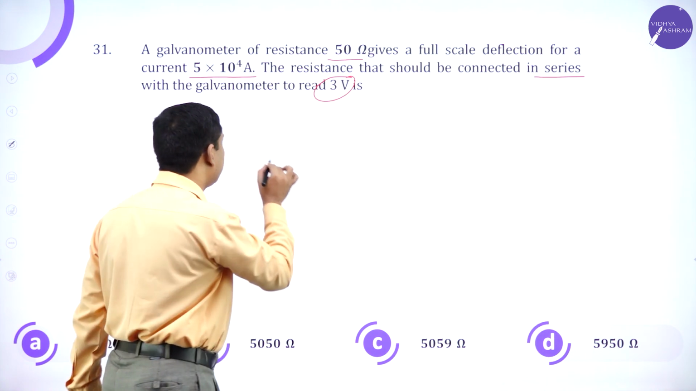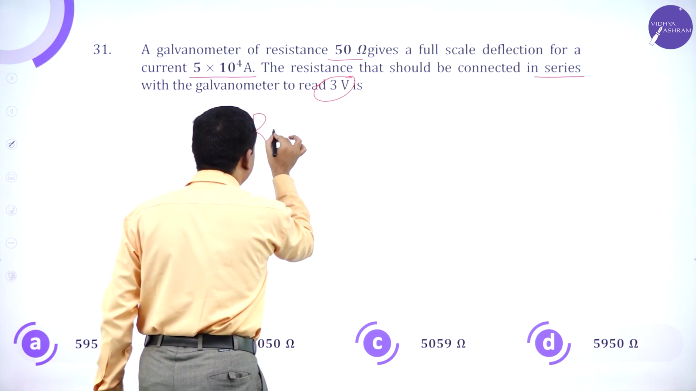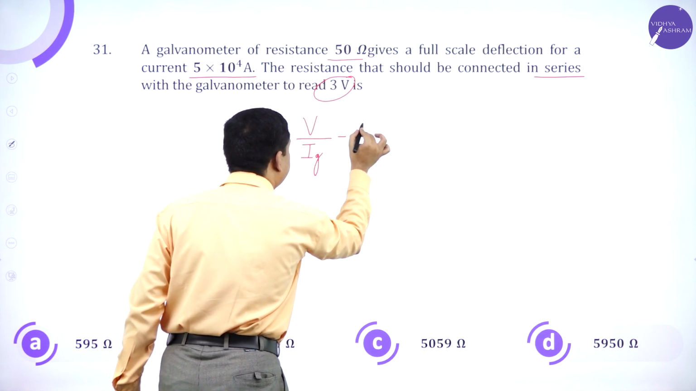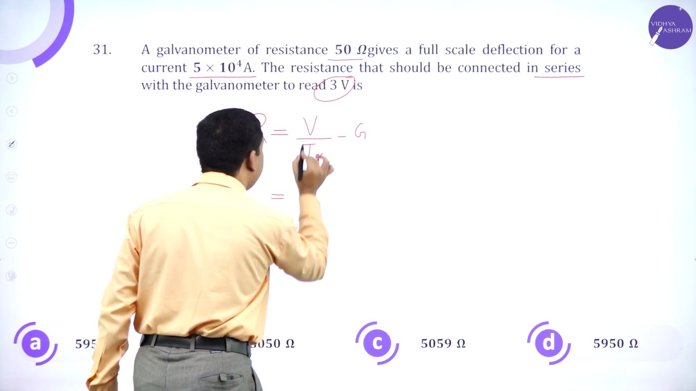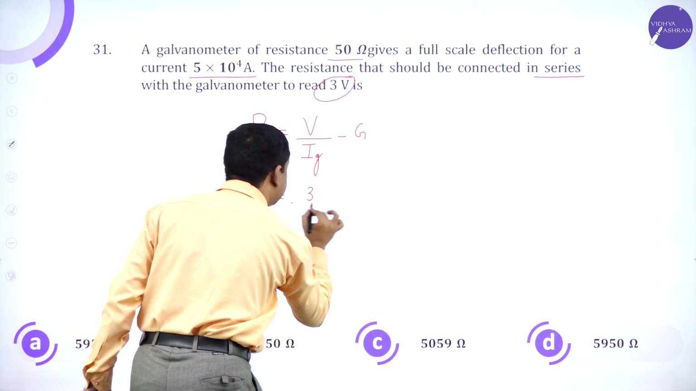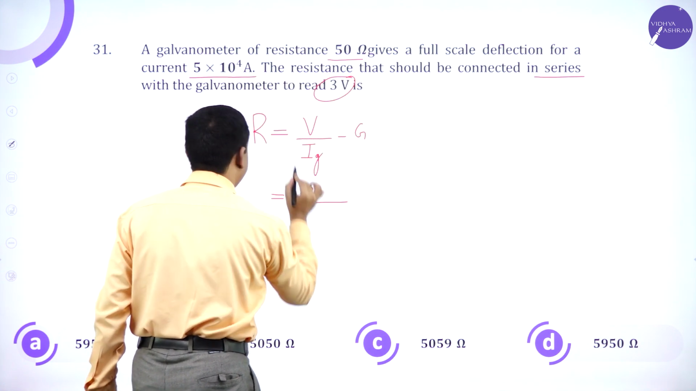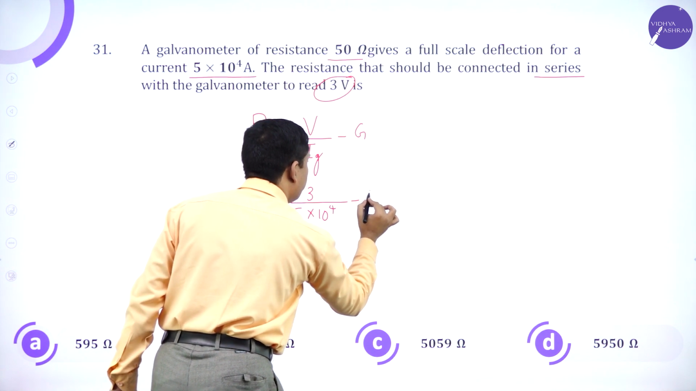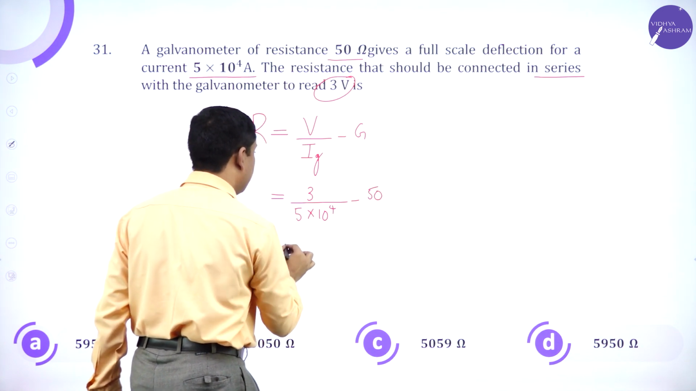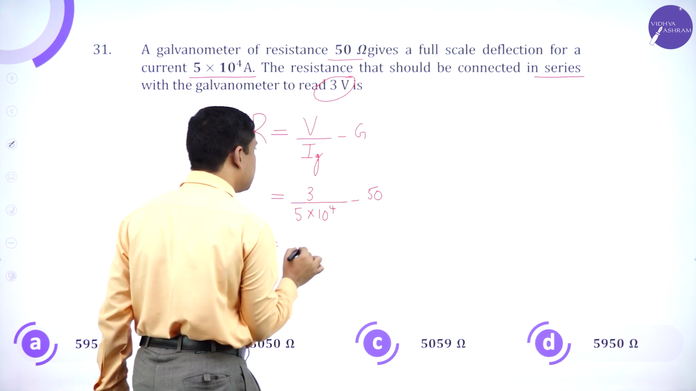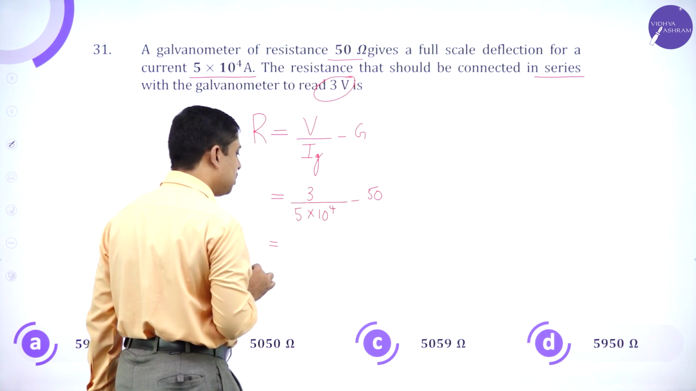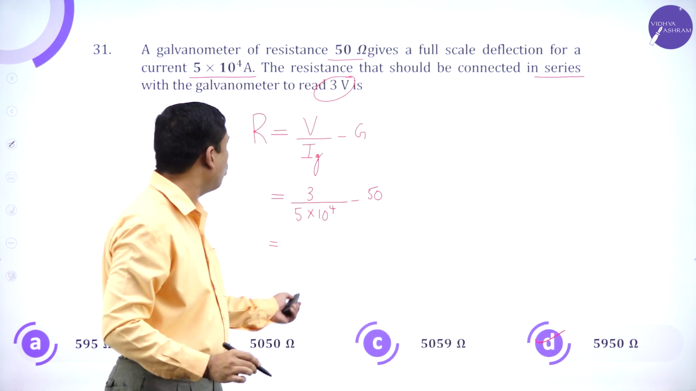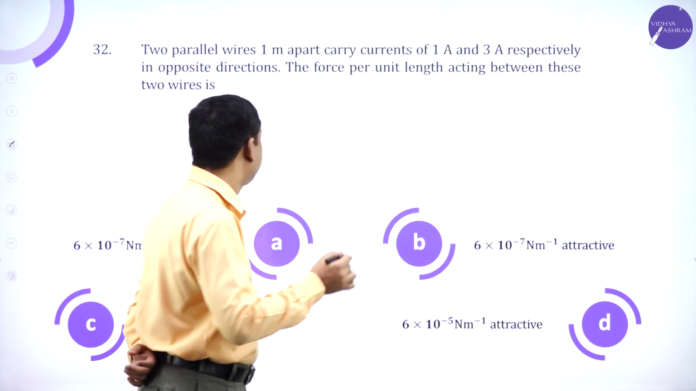3 volts. So R is V by Ig minus G, where V is 3 volts, Ig is 5 into 10 power minus 4, minus 50. So this goes to the numerator, 3 by 5. So the answer is 5950 ohms. Next one.